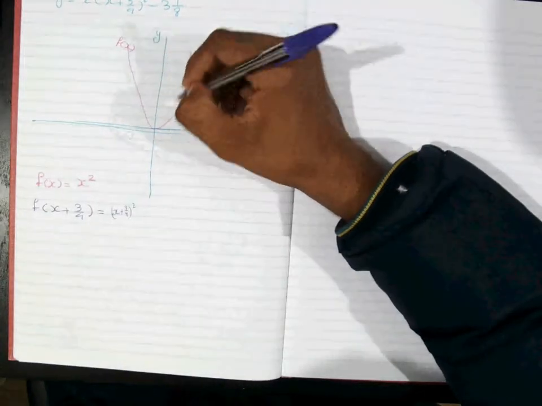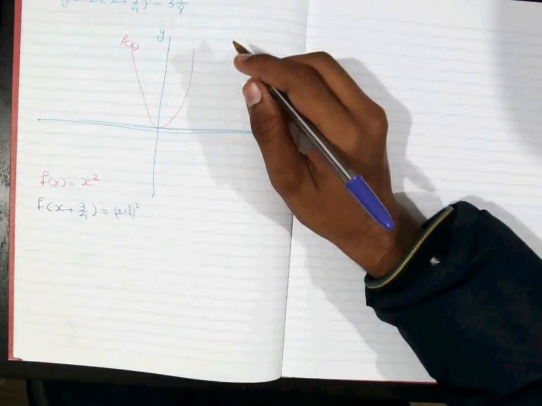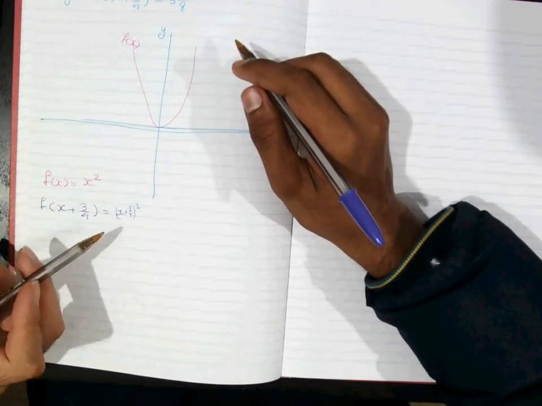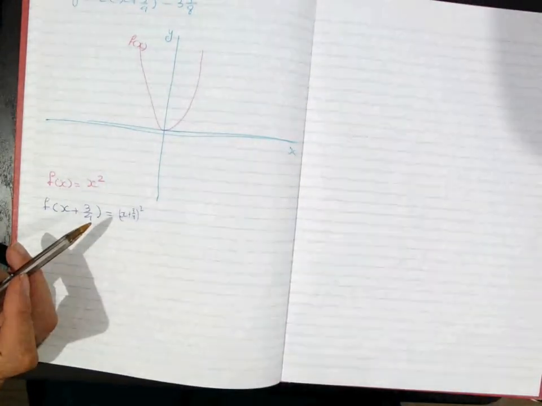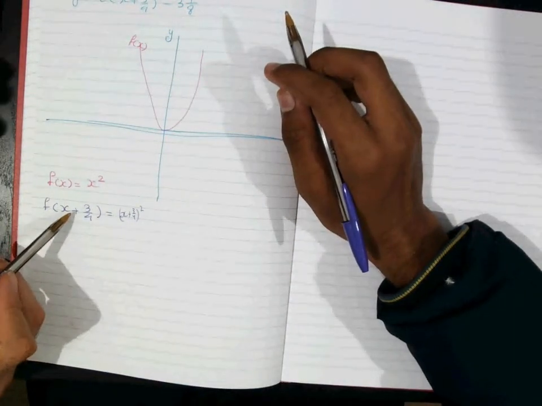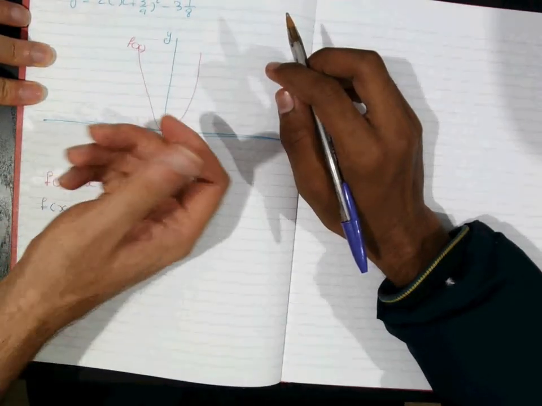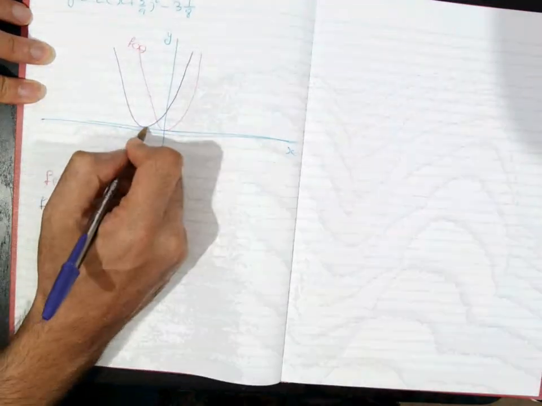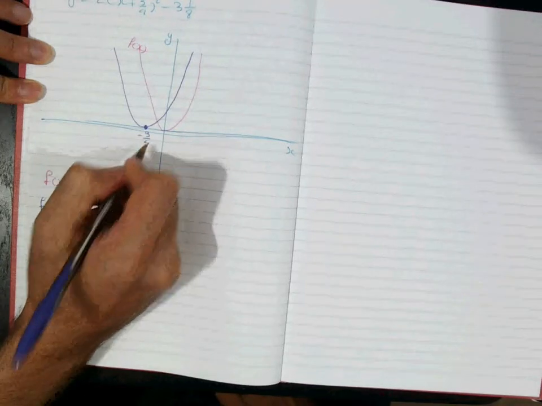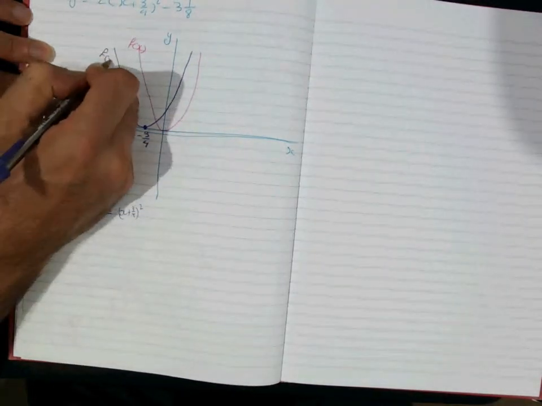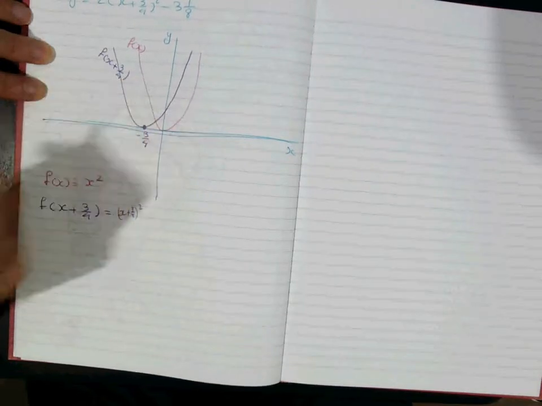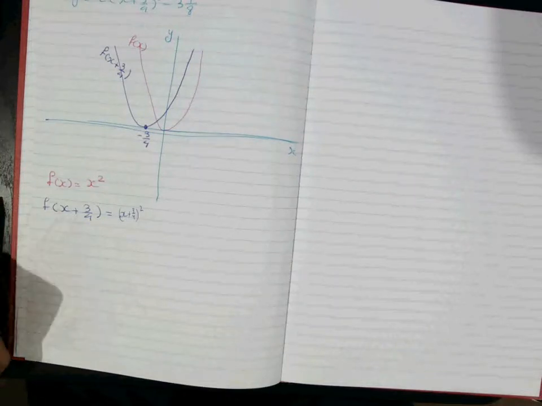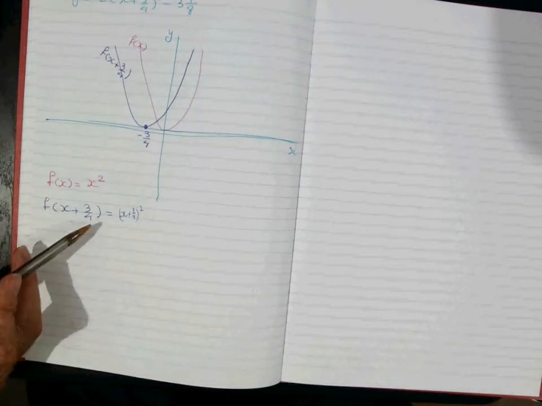Okay, you want to draw that, yes? That's wrong. When we have a plus, it moves to the left. When we have a minus, it moves to the right. Is that clear? Yes? So this is plus 3/4. So with the same color, this point is minus 3/4, and that is f(x + 3/4). Is that clear? Yes? So when it's plus, it moves to the left. When it's negative, it moves to the right.